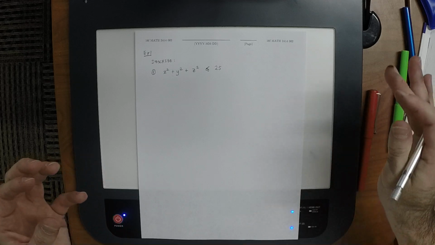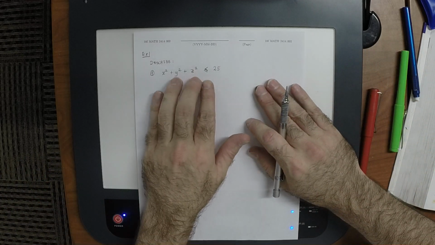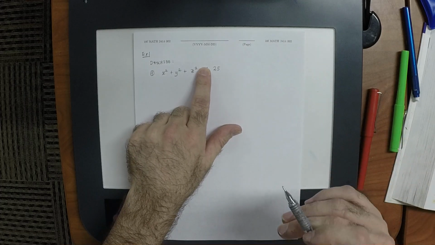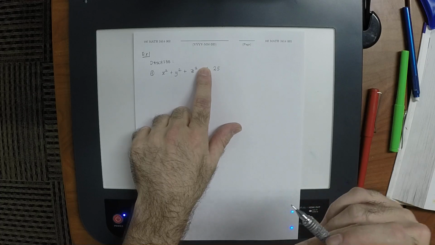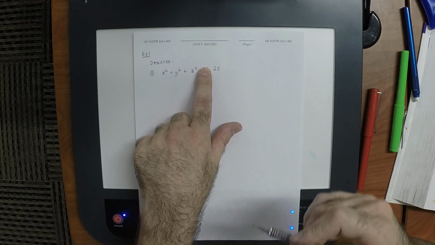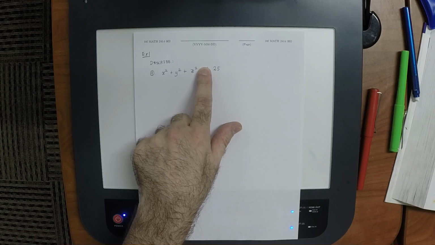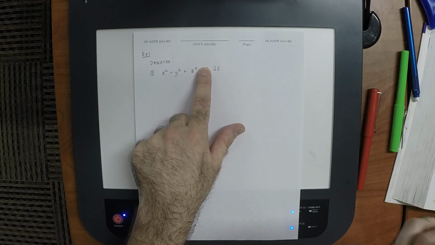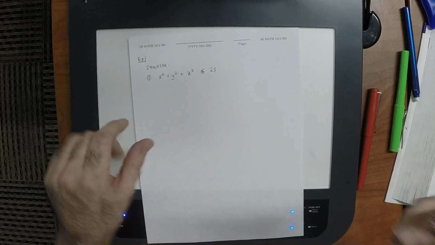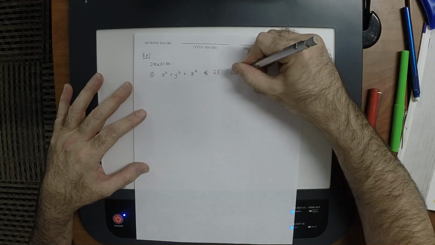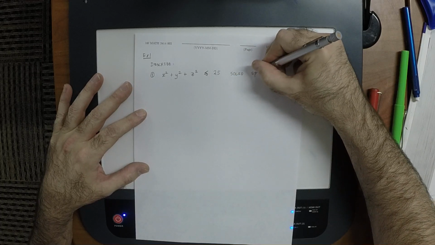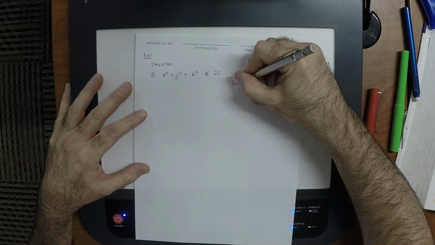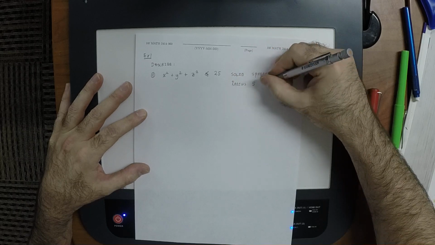So when you want to describe what this means: if it were exactly equal, then the answer would be that this is the sphere of radius 5 centered at the origin. But because it says less or equal, in fact all points inside of that sphere are also included. Such an object is called a solid sphere. Okay, so this is the solid sphere of radius 5 centered at the origin.